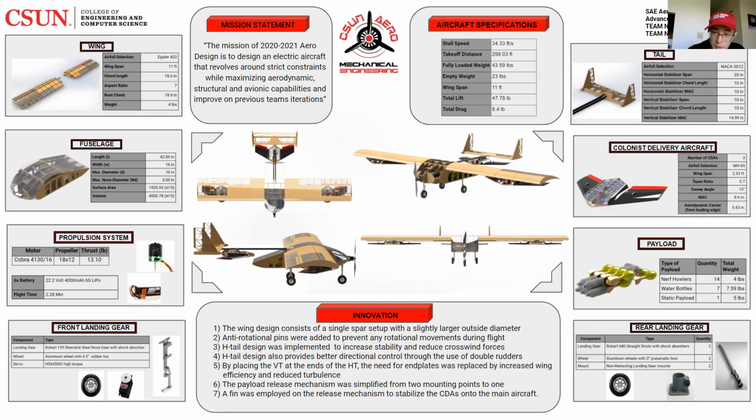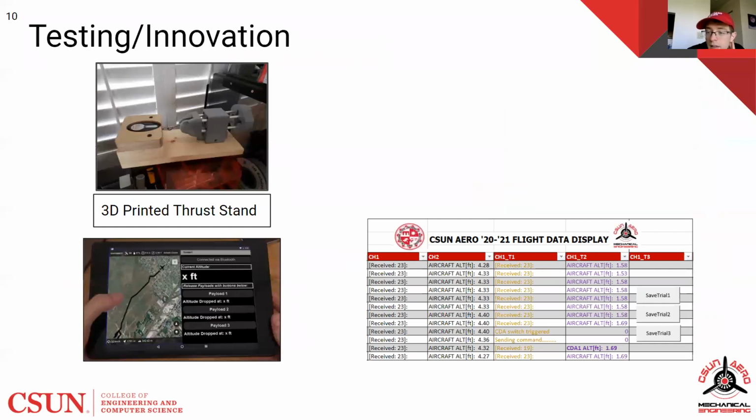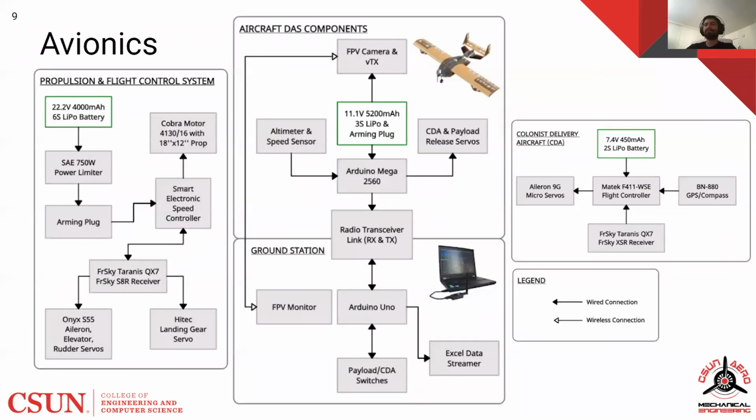And did you cover stability at all for the primary aircraft or for the CDA? I believe some stability was covered in our avionics portion. Okay. Yeah, that was part of our flight control system that was new this year. Can you go back and show that? What we have for stability this year is a 3-axis gyroscope assistance included in our FrSky S8R receiver.